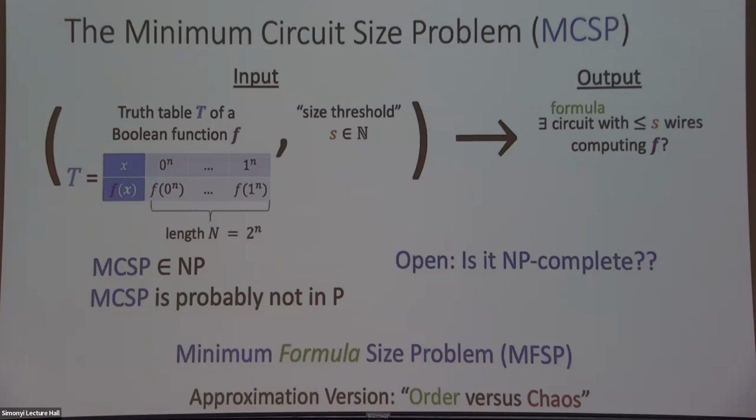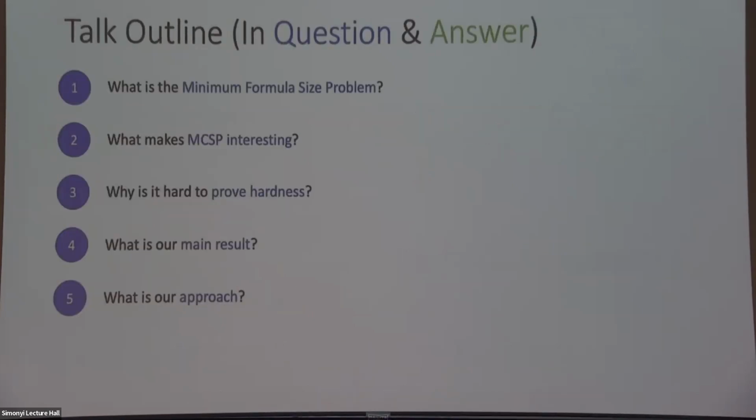Great. All right, so now coming back to the talk outline, we have this first question: what is the minimum formula size problem? It's saying something like, compute the formula complexity of a function. So you're given some description of a truth table, and you want to ask, how hard is it to compute? And now I want to say a little bit about why you might care about this family of problems: MCSP, MFSP. MFSP stands for minimum formula size problem.